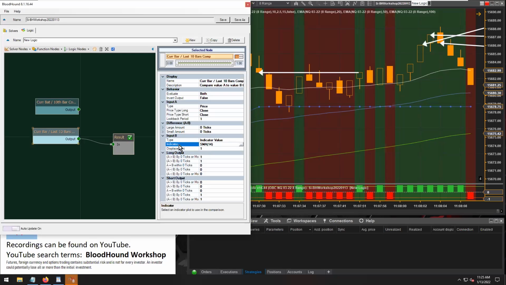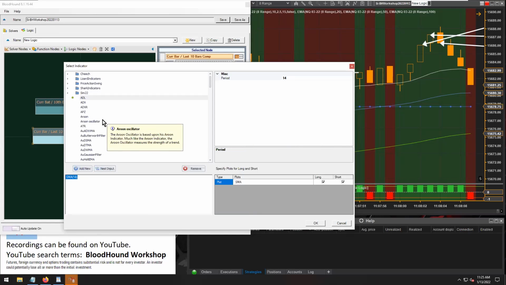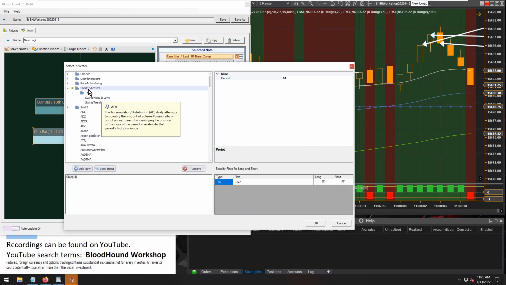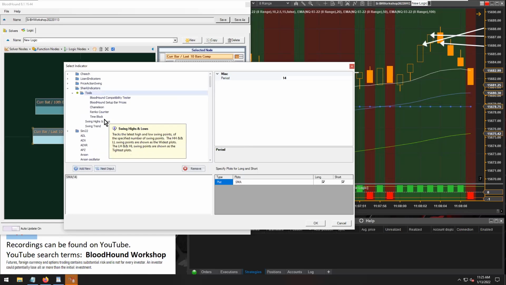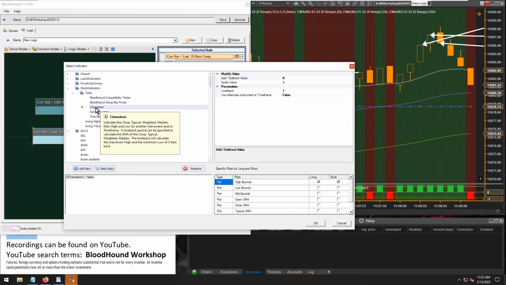So how do we find the highest high or the lowest low of the last 10 bars without using the price as the input type? Well, we can use chameleon. So we'll use chameleon to do that. We're going to go to the Shark Indicators folder, then go into Tools and select chameleon.